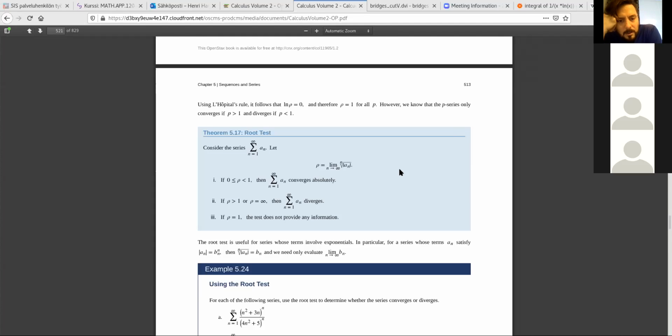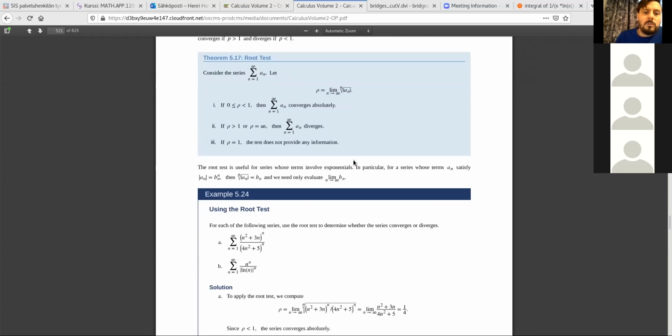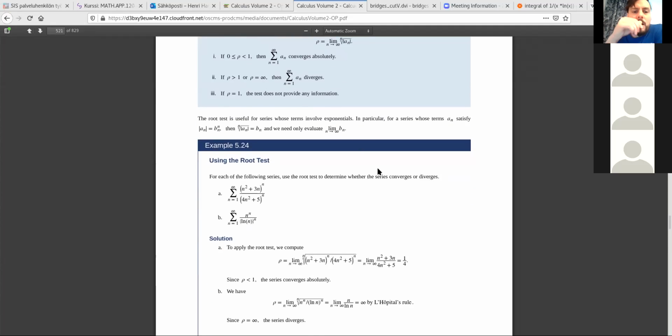So here's one where you can use the root test, where the ratio test is maybe a bit harder to do. You have polynomials on both the numerator and denominator, and then you have that to the power of n. That's going to be a little bit tricky, but it's easier to do the root test than it is to do the ratio test, for instance.